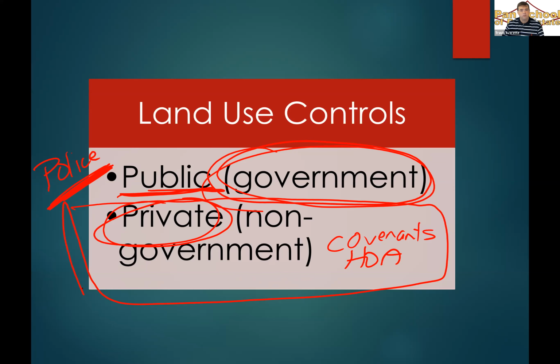I guarantee you. Because it sounds right to say, oh, call the police. Don't call the police if it's a covenant they're violating. They've got nothing to do with that, because violating a covenant is not the same thing as violating a law. Does that make sense for everybody?